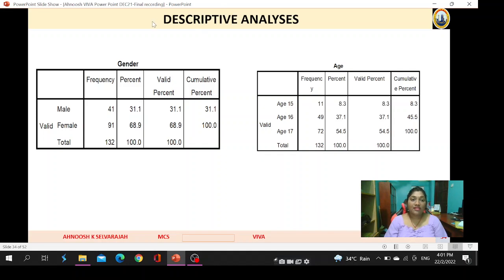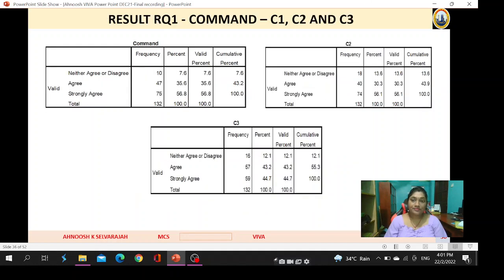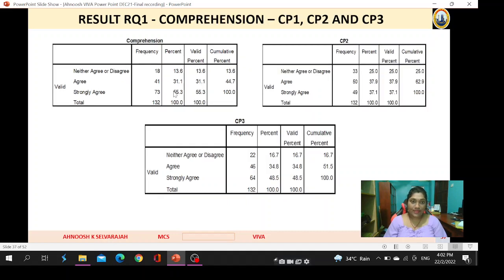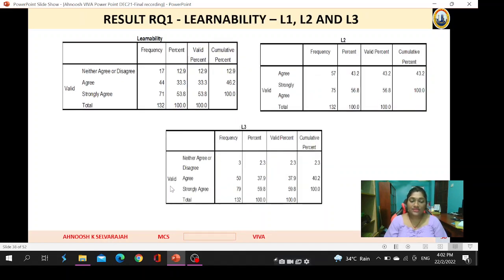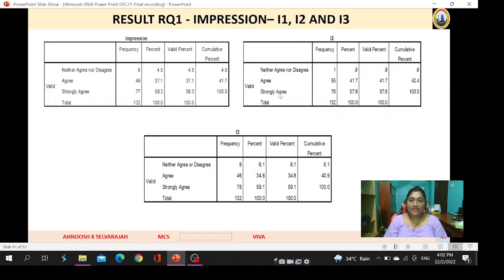So for the descriptive analysis, the gender that mostly answered the questionnaires was female, 68.9%, and age 17, which is 54.5%. All of them are chatbot users. When we ask something related to the command variable, mostly they say strongly agree. The chatbot performance was good. For learnability, the students agree and are satisfied with the chatbot. The impression is also strongly agree. 57.6% of students say they like to use chatbot.